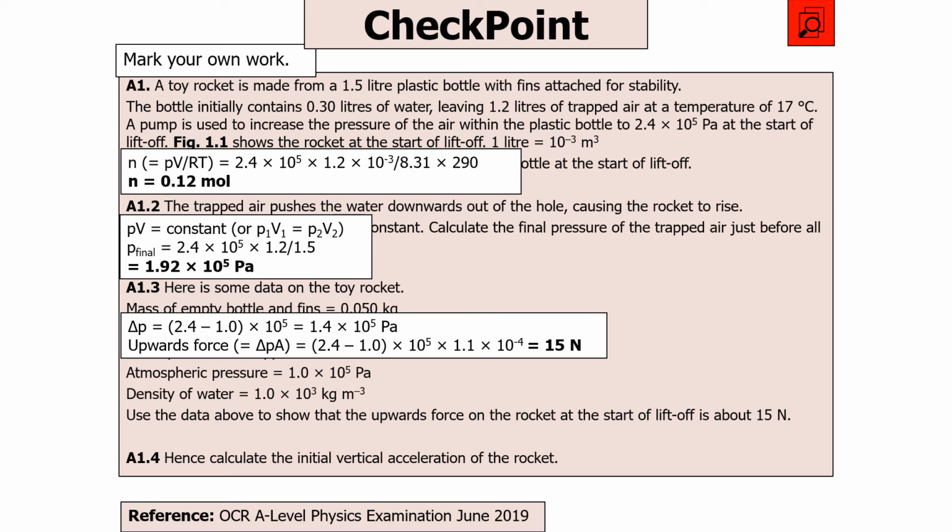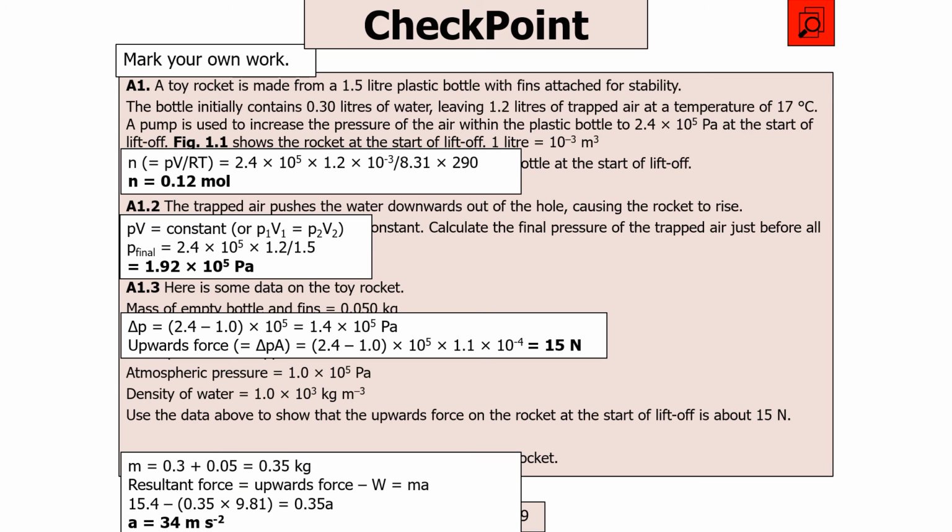information given. We know that force is equal to the change in pressure times the area, because pressure equals force over area. So you can work that through. You've got the area, so you get 15 newtons. And then finally, what's the initial vertical acceleration of the rocket? Well, the total mass of the rocket is 0.35 kilograms. F equals ma, where F is going to be the resultant force, which is the upwards force minus the weight downwards. So you can work it all through and you get a to be 34 meters per second squared.